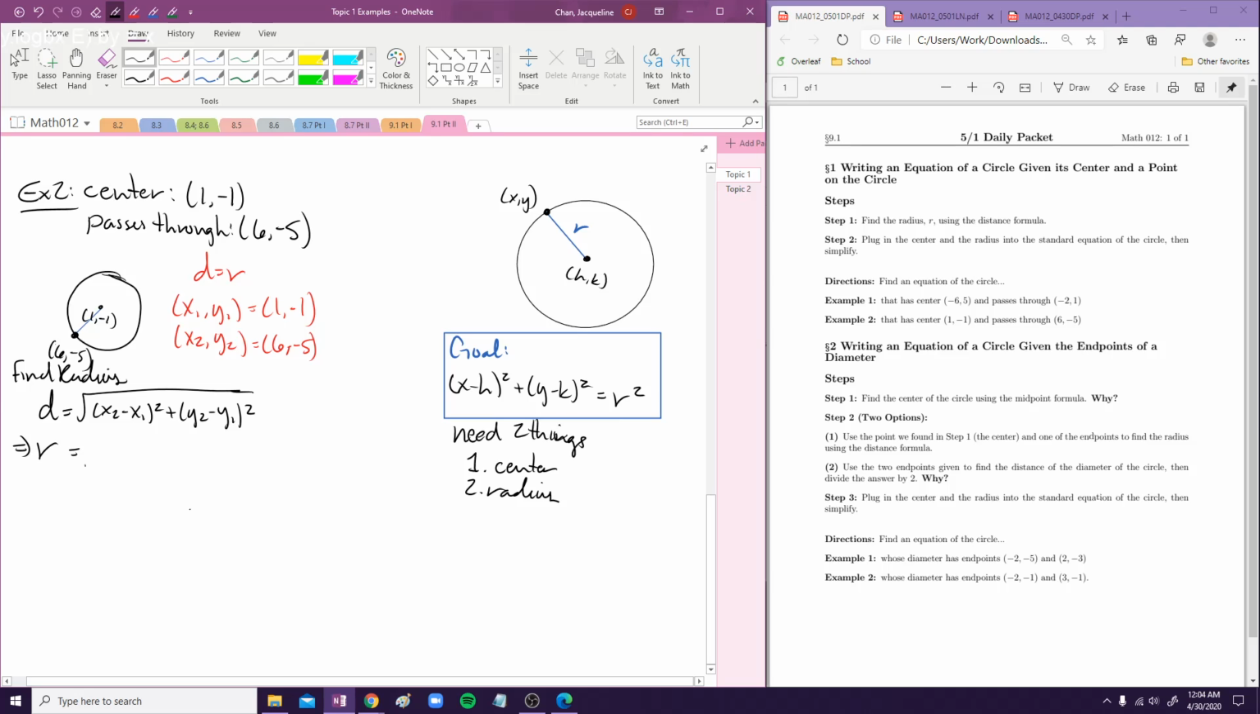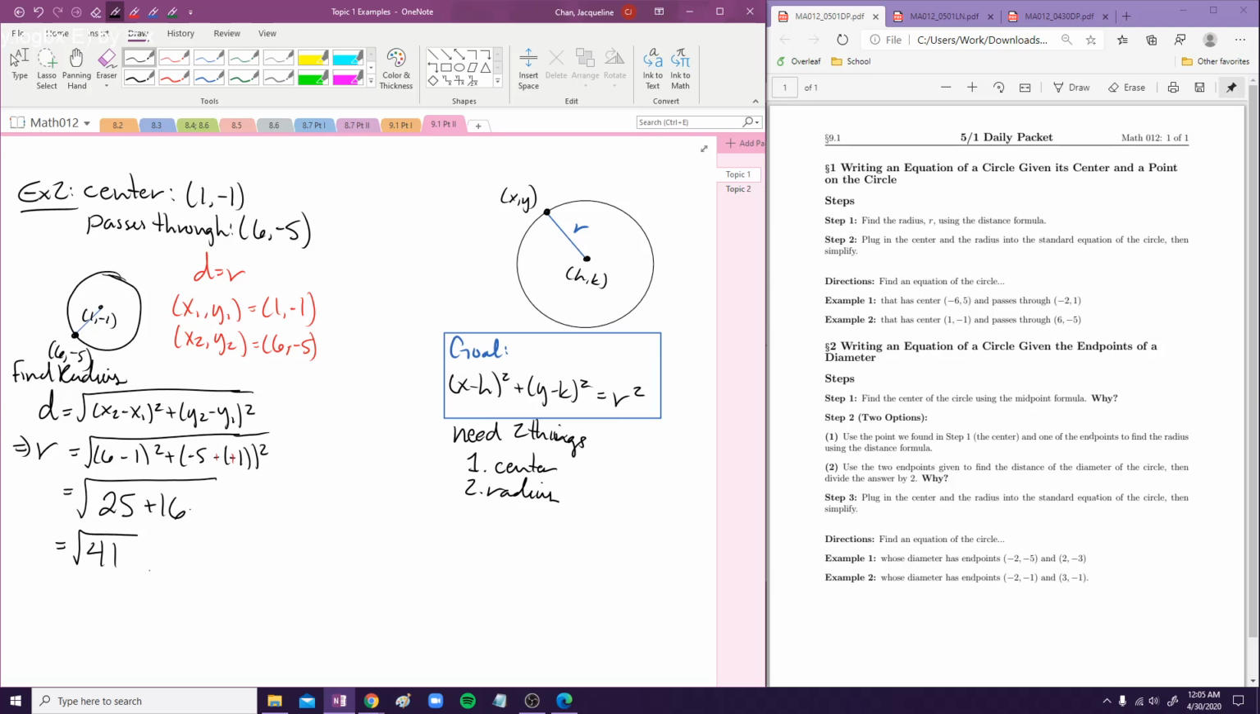So find radius. Right? So this is R is equal to the square root. X2 is 6, x1 is 1, and then y2 is negative 5, and then y1 is negative 1. Right? So 6 minus 1 is 5. 5 squared, that is 25. Right? Negative 5 minus a negative 1, that is negative 5 plus 1. So that'll be negative 4. Negative 4 quantity squared is 16. Right? 25 plus 16, that is 41, the square root of 41. Right? Again, we don't have to simplify, but even so, this couldn't be simplified anymore because 41 is a prime number. Right? So it's only divisible by 1 and itself.